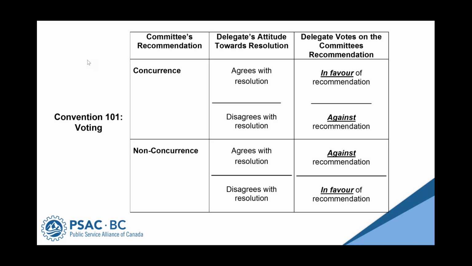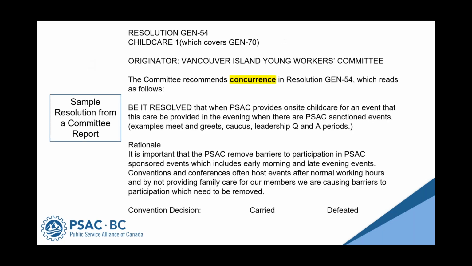And what I would like to do now is maybe just run through an example of what a resolution might look like at the convention. In fact, this is General Resolutions Committee Resolution number 4. It was originated by the Vancouver Island Young Workers Committee. The committee recommendation for this particular resolution is that of concurrence.